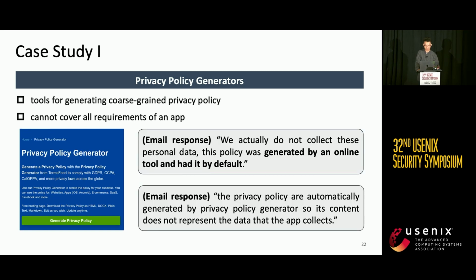And in our case study, we found that six developers confirmed that the overbroad collections are caused by the misuse of privacy policy generators. And here are some examples of their responses. For example, one said that we actually do not collect these personal data, and this policy was generated by an online tool and had it by default.